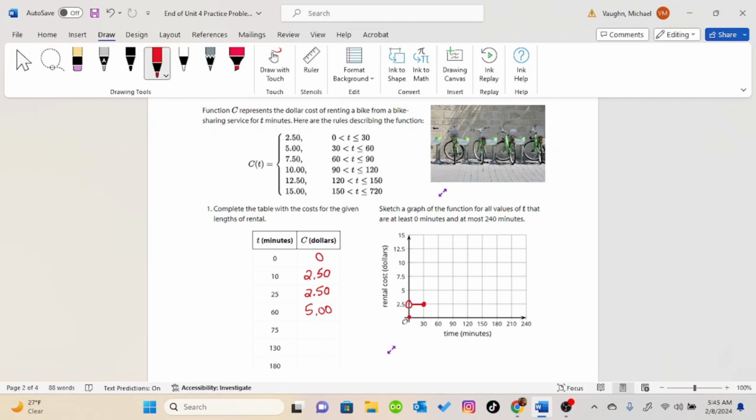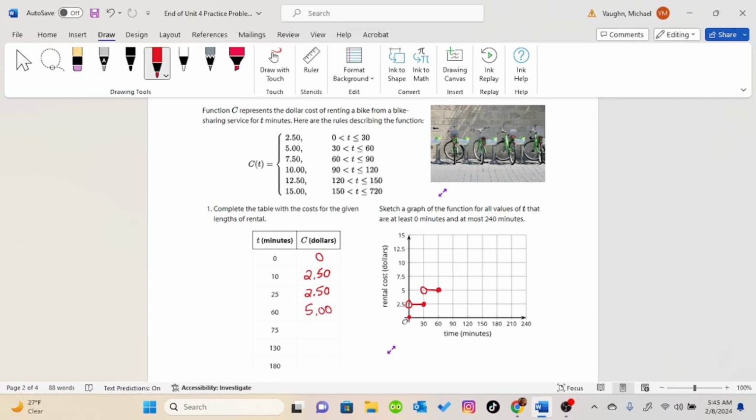When we draw that part, we can see that 30 is not included because it is only less than. So we're going to put an empty point, but then it's less than or equal to 60, so 60 is included at that cost. And we draw the line connecting.